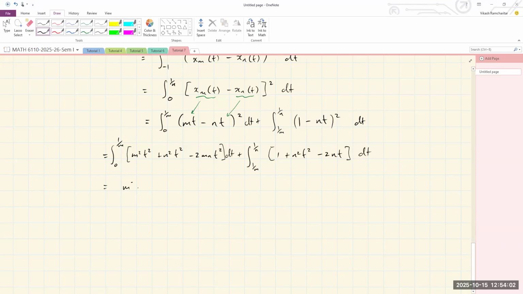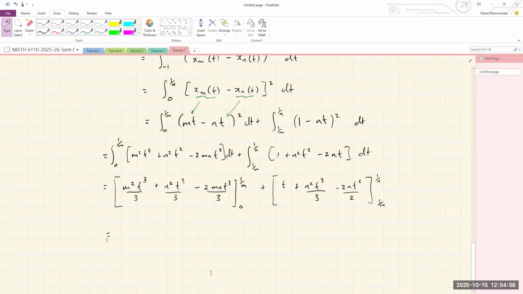Let's see. So m squared t cubed over 3 plus n squared t cubed over 3 minus 2mn t cubed over 3, evaluated from 0 to 1 over m, plus, and the next one is t plus n squared t cubed over 3 minus, okay, that's right, minus 2n t squared over 2, and that one will cancel, from 1 over m to 1 over n. Okay, so now let's plug in what all these things are.